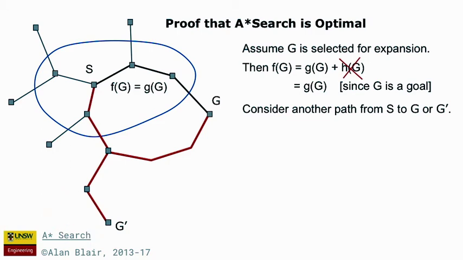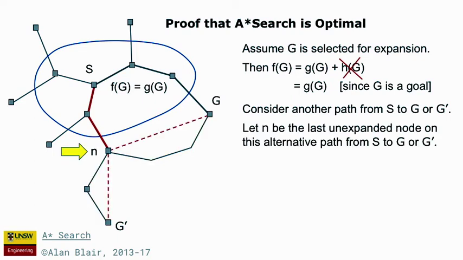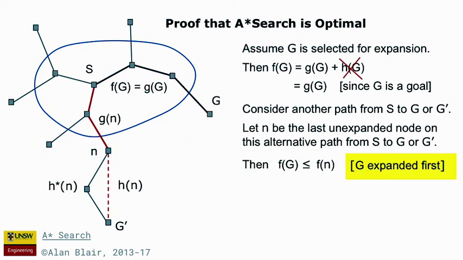In either case, if we follow this path starting from S, at first we go through nodes which have already been expanded, but eventually we cross this boundary and we find the first node along this path which has been generated but not yet expanded. Let's call that node n. It doesn't really matter whether it's G or G prime, but for simplicity, let's assume it's G prime. Now, because n was generated, it would have been a candidate for expansion, but somehow G got expanded first. So that means f of G must be less than or equal to f of n.